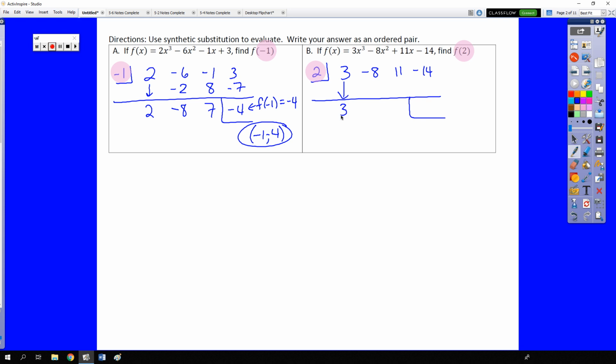First number comes straight down. 2, the number in the box, times 3 is 6. Add down is -2. 2 times -2 is -4. Add down is 7. 2 times 7 is 14. Add down is 0. So f of 2 is 0, implying the ordered pair 2, 0.